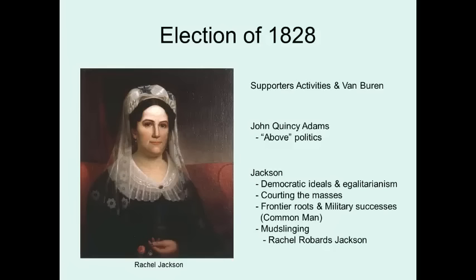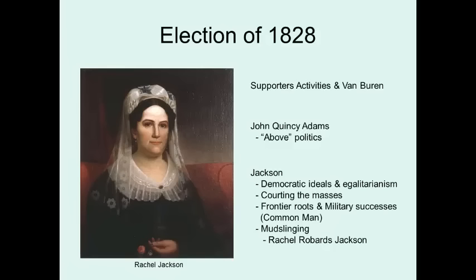And Jackson is going to be using his frontier roots and his military successes to be both a military hero and to promote himself as the common man, right? He's saying, I was born on the frontier just like you. I know what it is to struggle just like you. I'm a military hero. I bet you fought in the army. I'm just like you. I'm a common man.